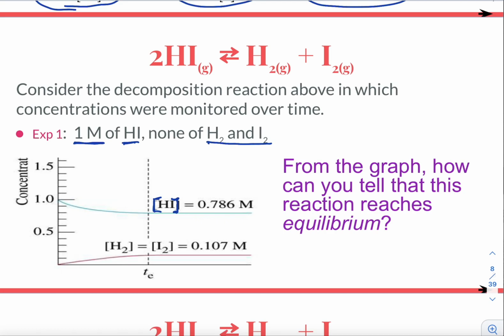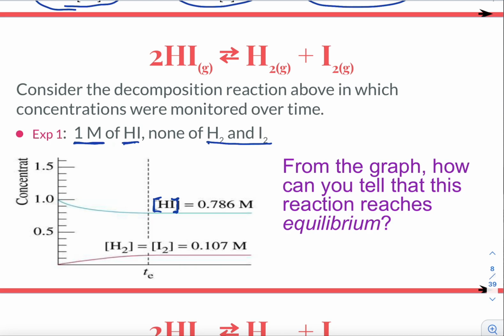The question off to the side, from the graph, how can you tell that this reaction reaches equilibrium? And the answer to that is because the concentration lines remain constant up to a point. Okay, so at any given point, you're still having HI decompose, and you're still having H's and I's synthesize, but the forward and reverse reactions are the same. Until they reach equilibrium, you can see that the concentration of the products is going up and the reactant is going down because we started with only the reactant.